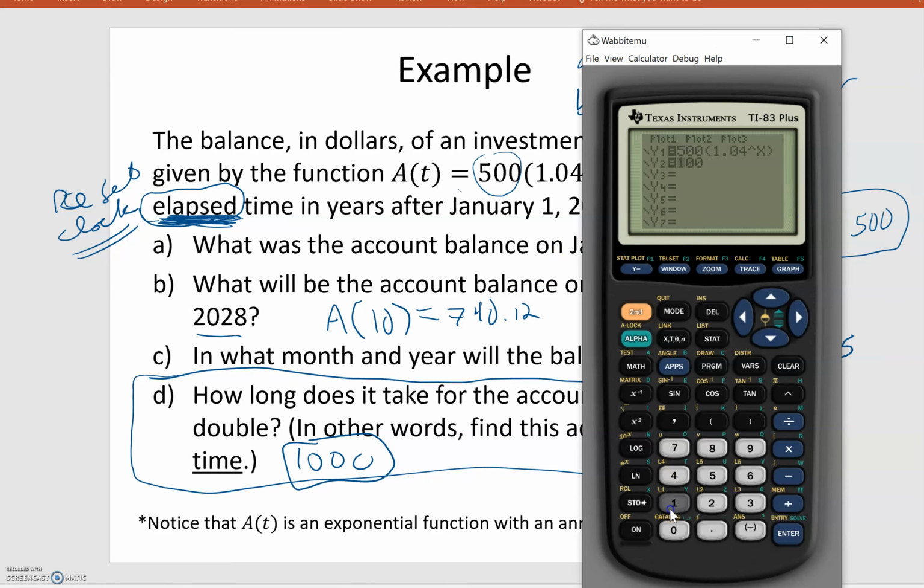Well, we want to know how long it takes to get to 1,000, so this is still just a calc-intersect question. I might have hit graph a bit prematurely. I forgot to look at my window, but maybe our old window will suffice. Oh, and it does not. It's not big enough, so I need to see more vertical. So let's do zoom fit.